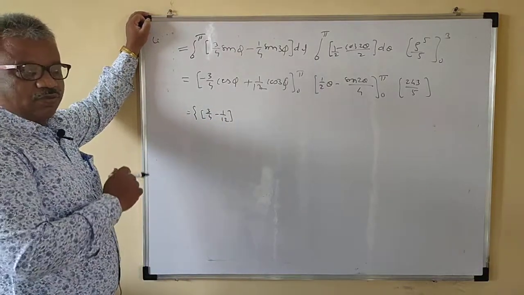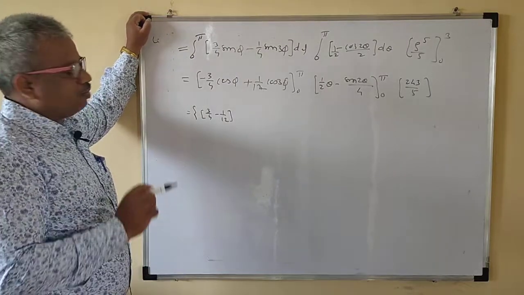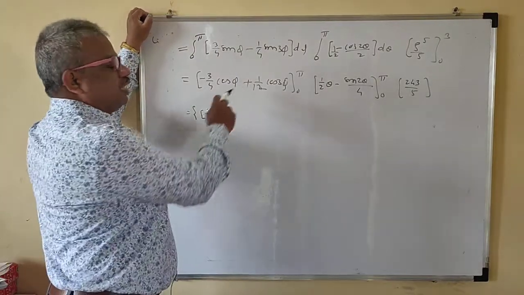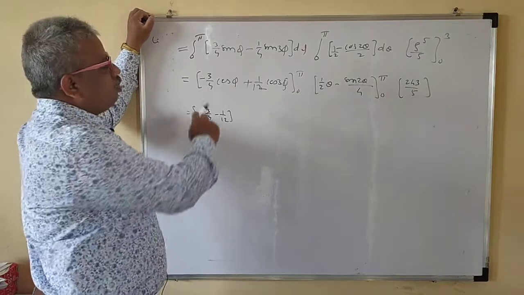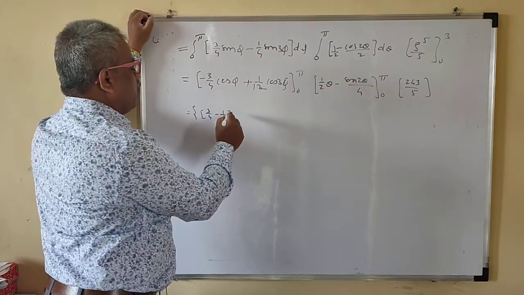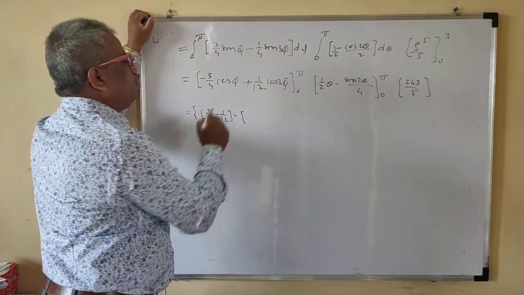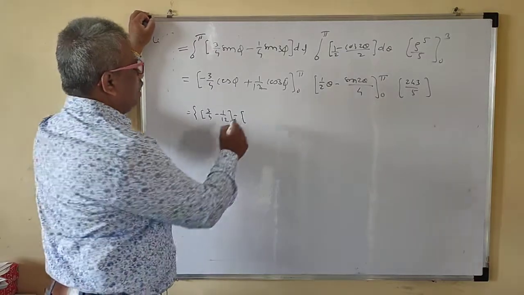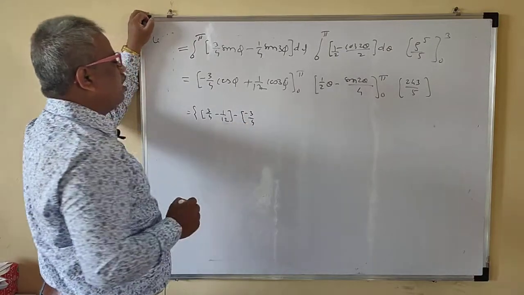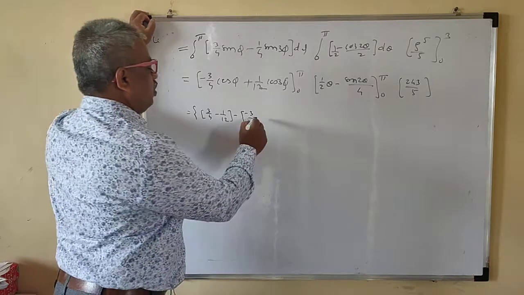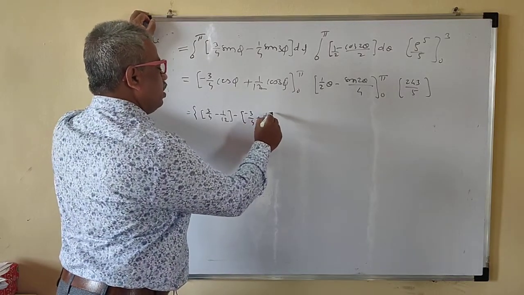So in the last example we made a mistake here, so correct that one. Then minus, we'll put the lower limit 0, cos 0 is 1. So this is minus 3 by 4, then plus 1 by 12.